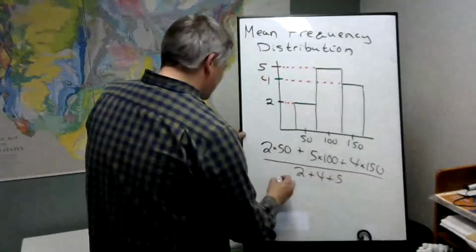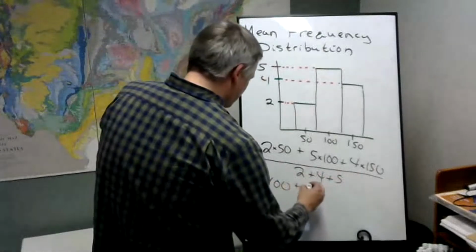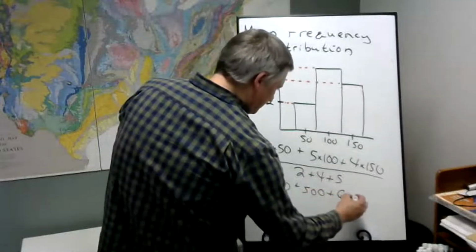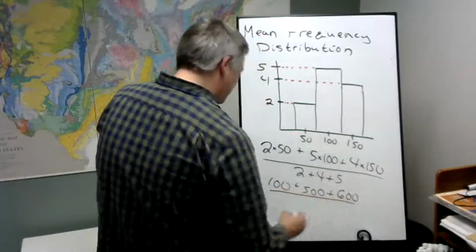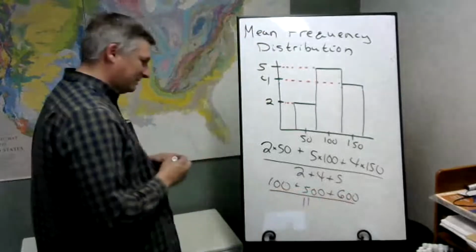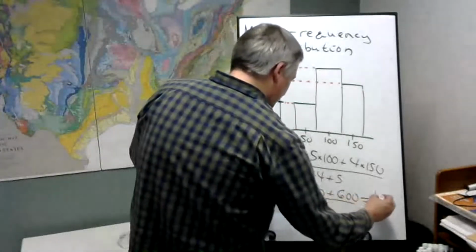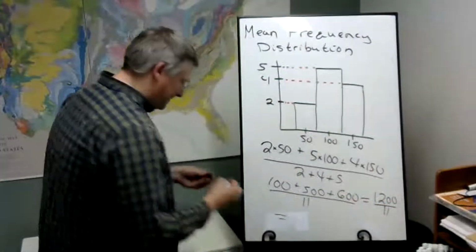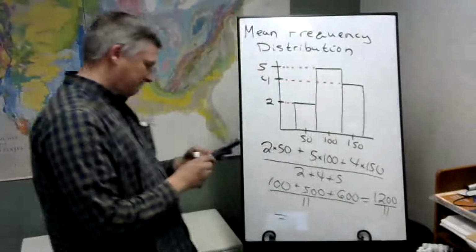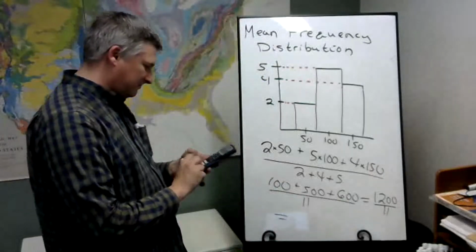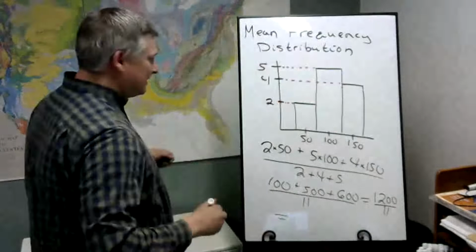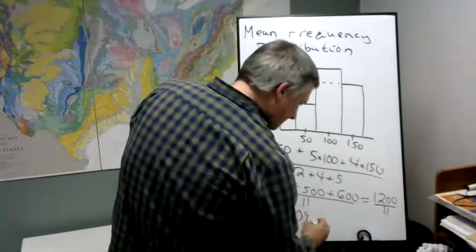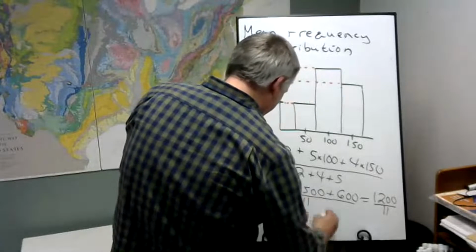So we'll get 100 plus 500 plus 600 over 11, or 1200 over 11. And that's going to come out to about 109.1. Round it to the 10th spot.